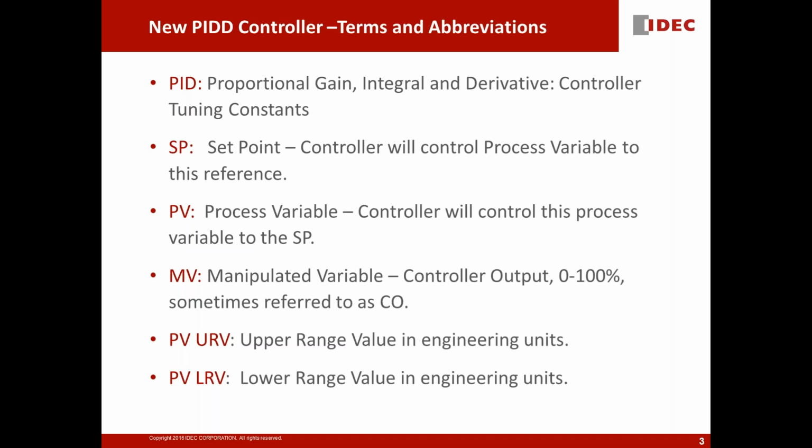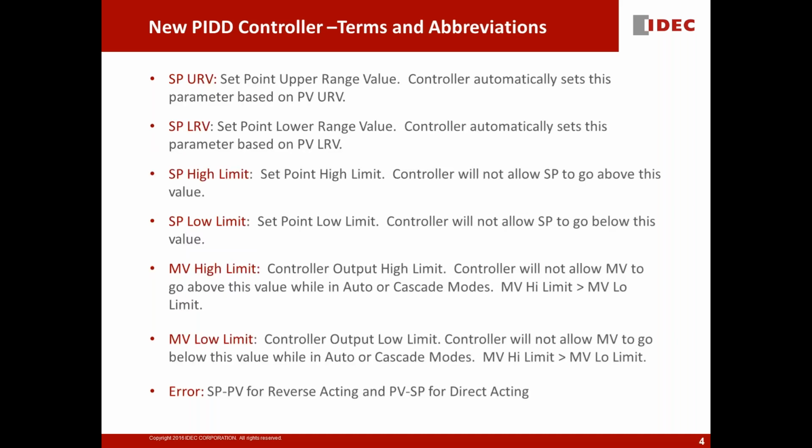The PV upper and lower limits, those are things you can determine. You get the SP upper and lower limits, the SP set point high and low. You get the MV limit high and low as well. And you get the error.